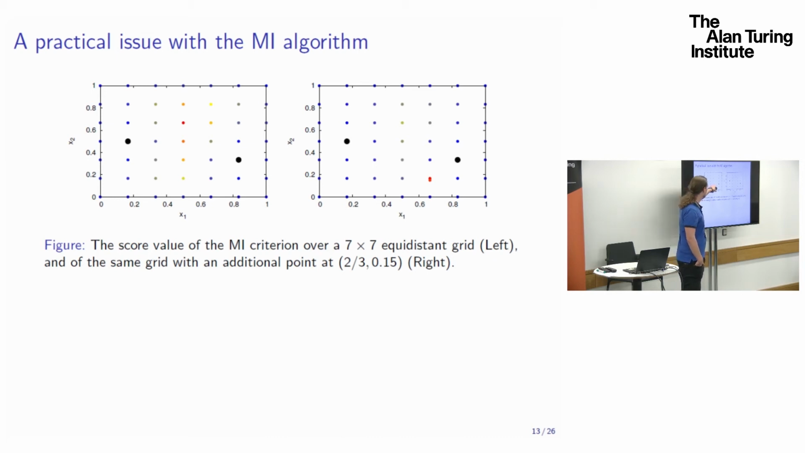So here you can see the criteria values marked in the colors, and everything seems fine. And the black dots are the current initial design. On the right-hand side, I added an extra point close to one of the other points, and you can see that it would basically choose one of those 2 points. So it means that it's not stable if you don't have a particular structure of your design.